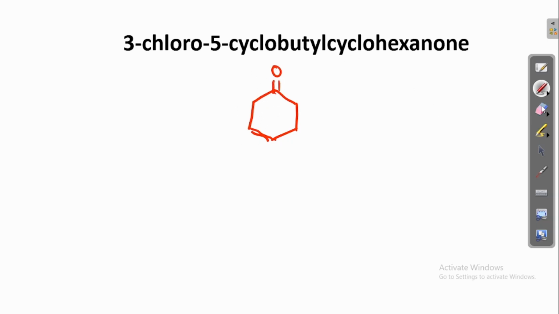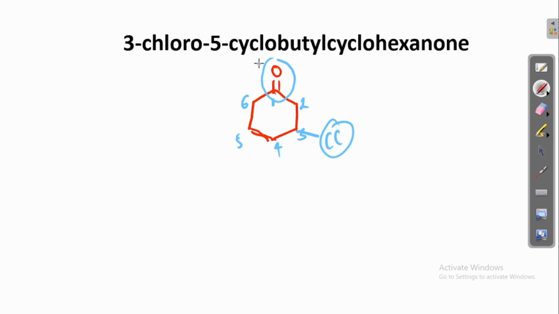All you want to do here is to number it. The carbon that carries the functional group is carbon 1. Remember, this is the functional group. Here is my 2, here is my 3, here is my 4, here is my 5, here is my 6. So now when we talk about 3-chloro, I count number 3, and that is chlorine.